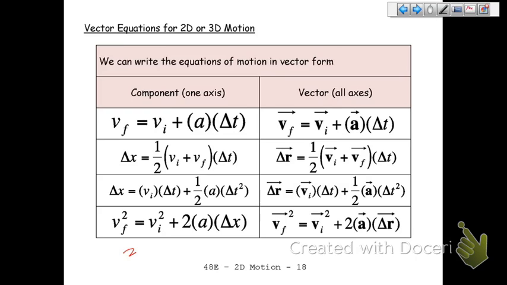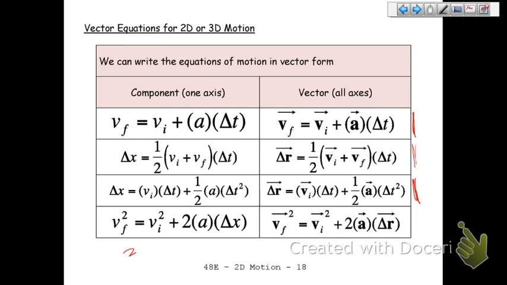So the two we tend to play with, this guy here, vf equals vi plus a delta t. And we tend to deal with this next one here, which is this guy. Those are the two that we tend to play with. There's no reason why we couldn't play with this one in between. It's just that I haven't got an example of it, but it's fair game.